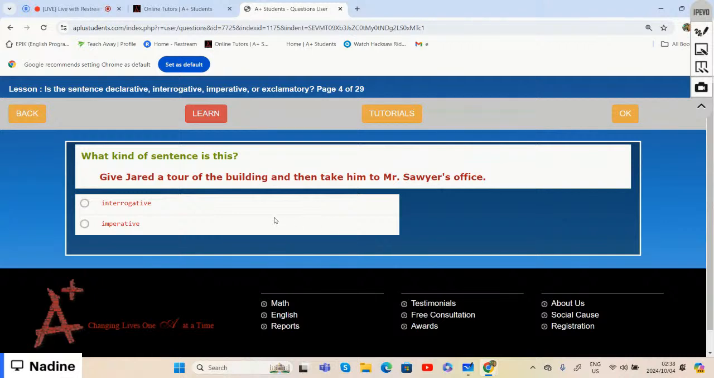All right. So we need to look at that sentence, right? It says, give Jared a tour of the building and then take him to Mr. Sawyer's office. We need to say if that is an interrogative sentence or an imperative sentence. Is that an interrogative sentence or is it an imperative sentence?